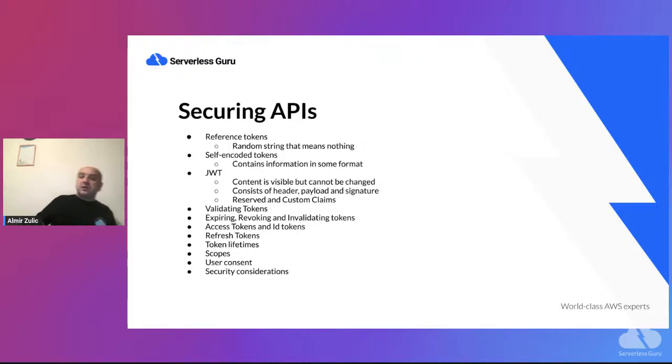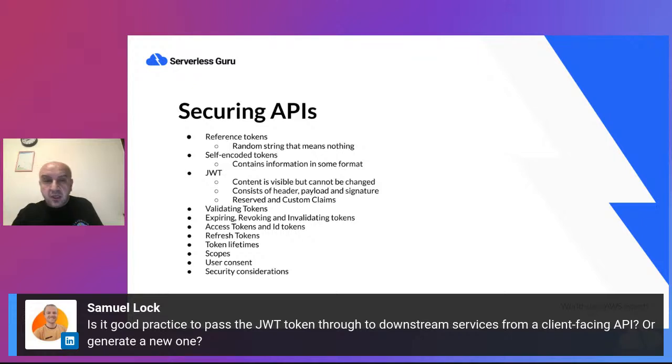Hi Samuel. So to pass the JWT token through downstream services from a client-facing API, or to generate a new one, are we talking about a server to server application, or are we talking client to server? What kind of implementation?